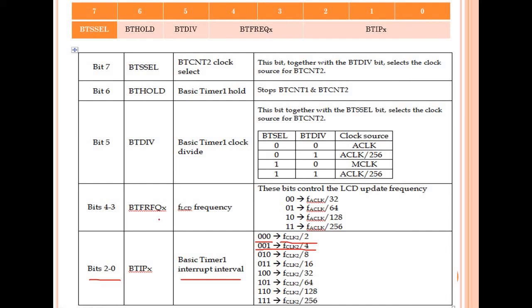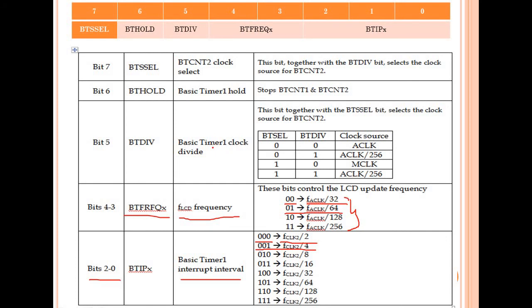And coming to bits 3 and 4, these are LCD frame updation frequency selection bits. If the selection bits are 0 0, your LCD frame updation is done at this rate, A clock by 32. Otherwise, A clock by 64. These are the rates at which your LCD frame updation will be done.